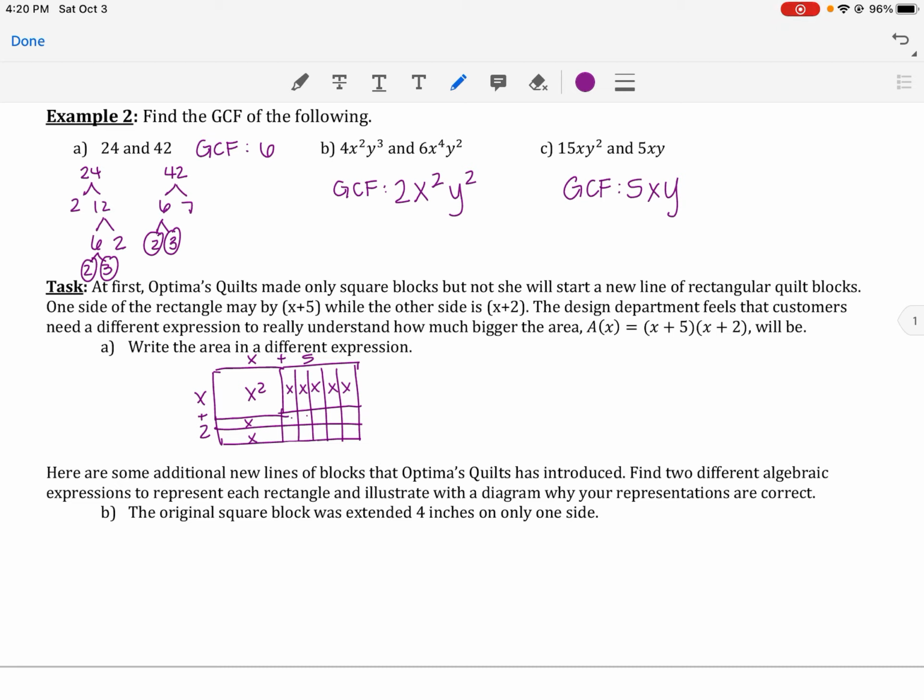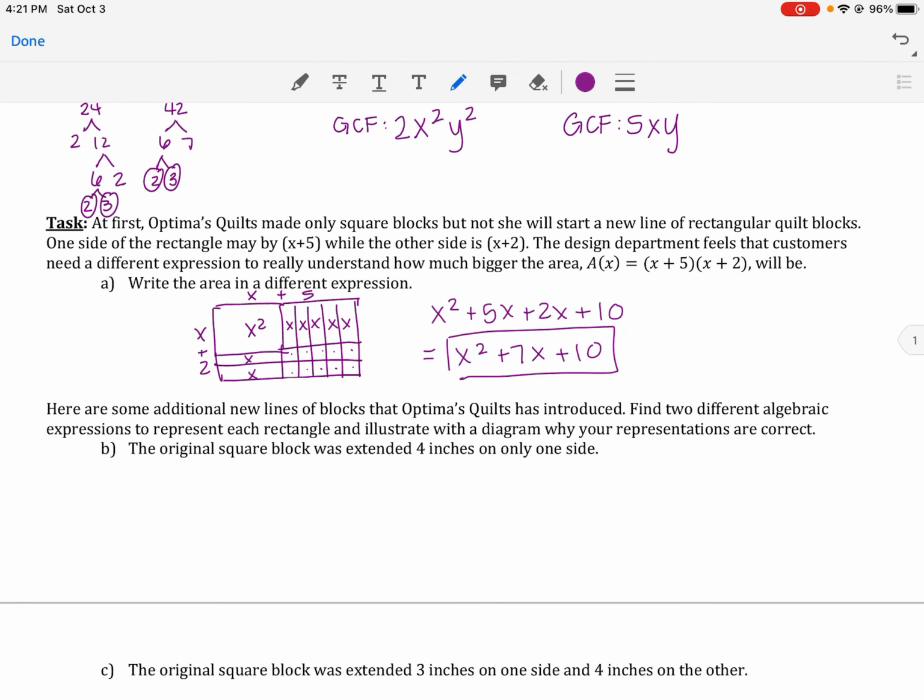And then we have 1, 2, 3, 4, 5, 6, 7, 8, 9, 10 ones. So this is x squared. I'm going to write it for a minute as plus 5x plus 2x plus 10, and there's a reason why I'm doing that. But we get x squared plus 7x, we said total, plus 10. So this is an equivalent expression. You'll see in a minute why I took that step between. Okay, let's go to the next.